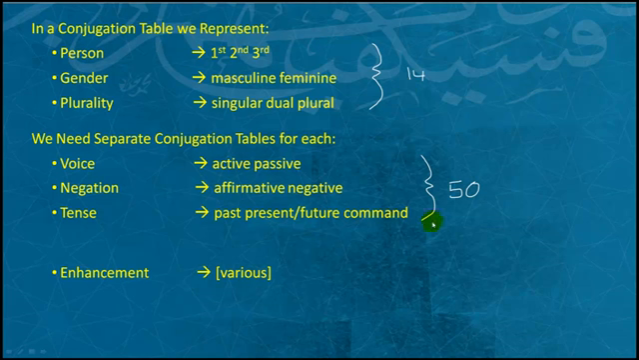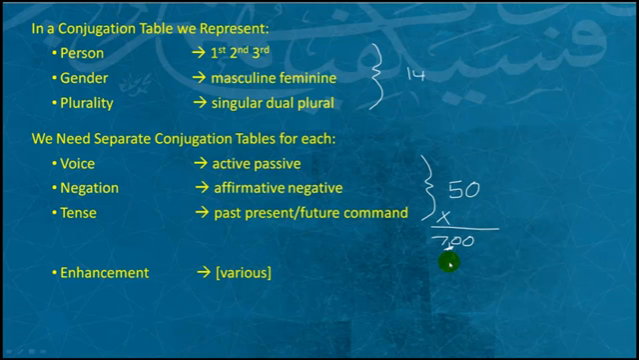So when we take about 50 conjugation tables and multiply by 14 conjugations in each, we get about 700 conjugations in total. But don't worry, once you know 1 or 2 tables, the others are just slight variations. It really is very easy. Okay, you don't have to memorize them separately. One is just going to be a variation on the previous one.